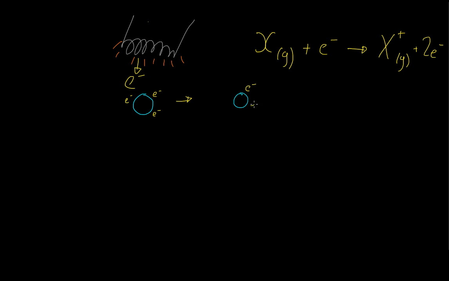So now this only has 2 electrons, unlike the 3 it had before, and this electron and this electron have been knocked off. So this one gets knocked off, and this one goes away. So now we have 2 electrons floated off. So that's how we ionize things.